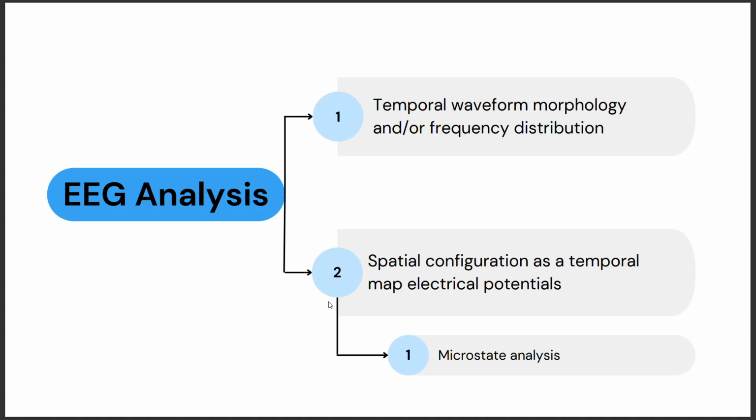Now, traditionally, researchers analyze EEG by characterizing the temporal waveform morphology and frequency distribution of recordings at specific pre-selected electrodes. A different approach that considers the information of all electrodes is to represent the EEG signal by the spatial configuration of the electric fields at the scalp that can be conceptualized as a topographical map of electric potential. Microstate analysis is an alternative EEG representation based on topographic analysis.